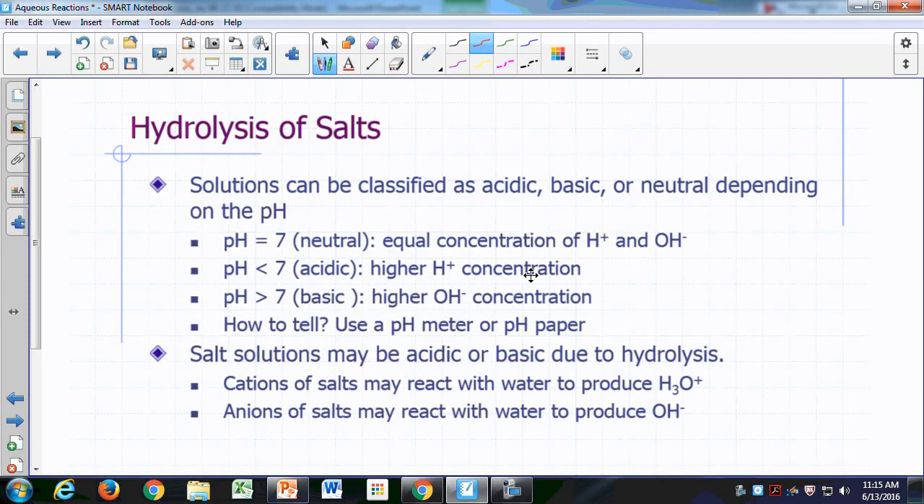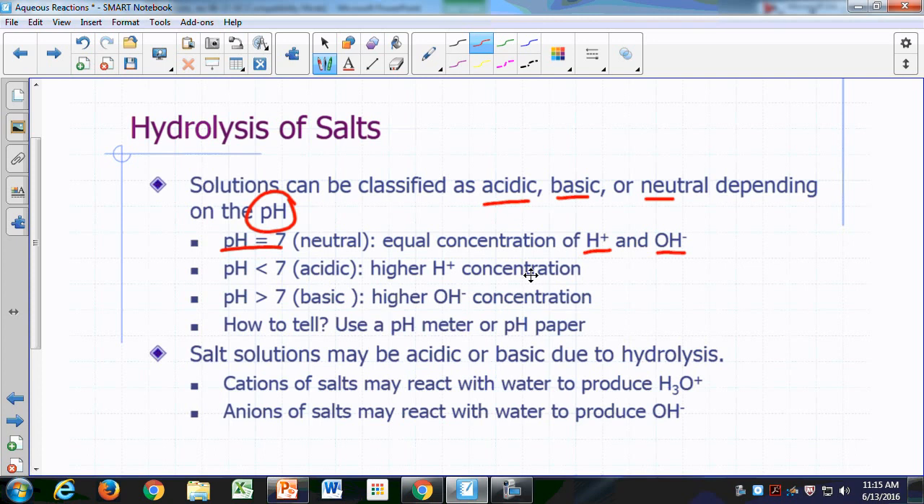Aqueous solutions can be classified as either acidic, basic, or neutral depending on a property called pH. pH is a property of solutions, and the pH scale is defined so that when you have equal concentrations of H plus and hydroxide ions in solution, you have a pH of 7. You have a neutral solution.